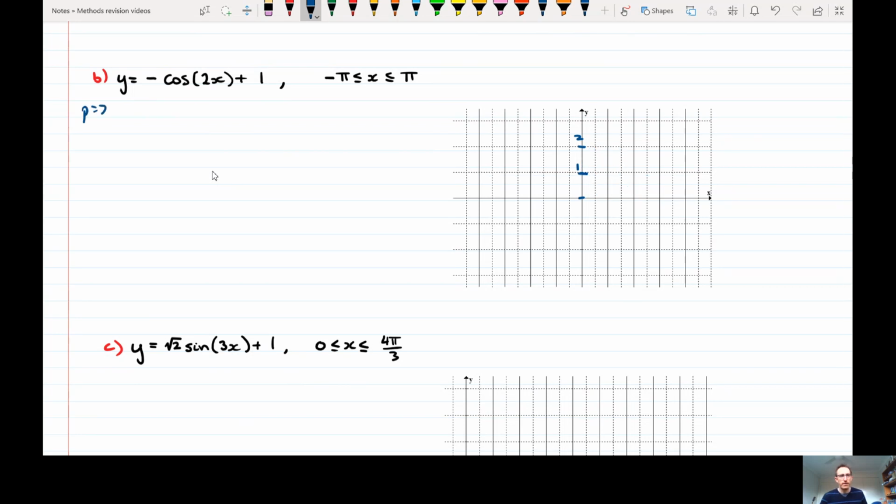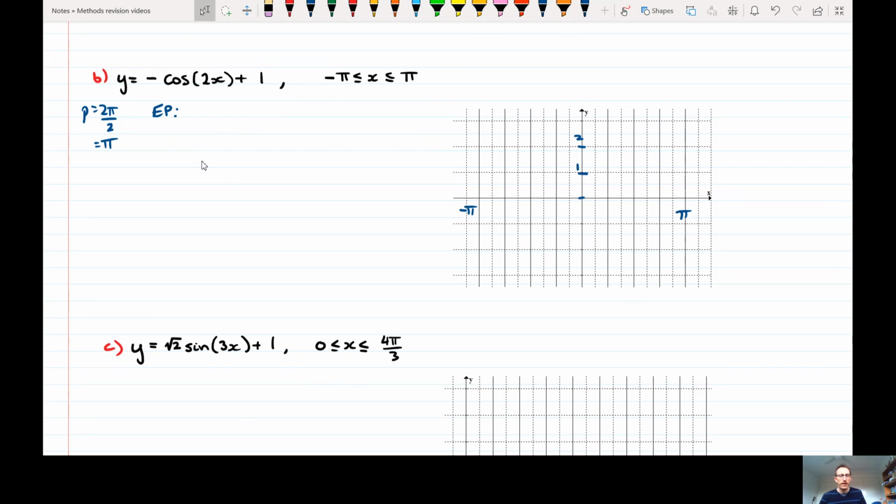Now the period is 2 pi over this 2, which is pi, which means between 0 and pi, we can call it here, that's going to be 1 full period. Pi's going to go up there. And between 0 and negative pi, it's another full period from there down to there. So we have 2 full periods happening here. It's now a matter of sketching them. But to sketch them, I need to know where they're going to start and end.